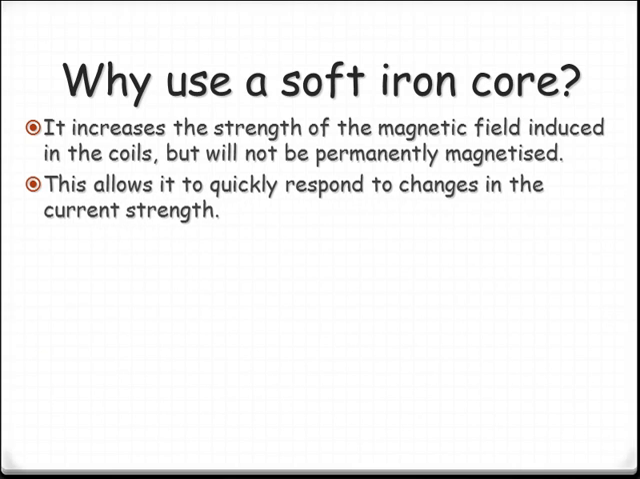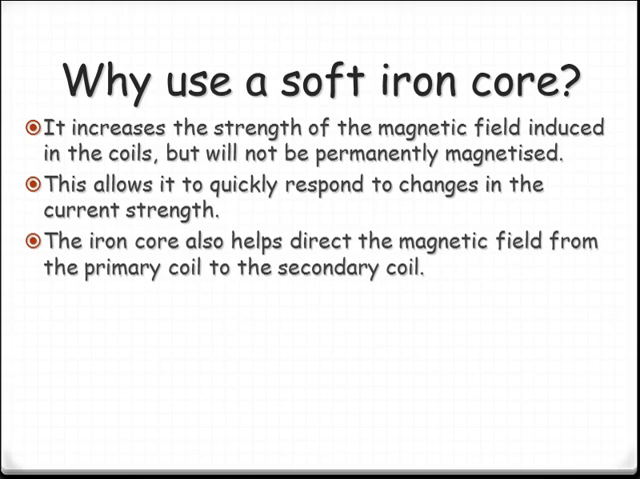What it does is then responds really quickly to the changes in magnetic fields, and that's due to the changes in the current. And effectively, it's really going to direct that magnetic field from the primary coil, where we've got our initial voltage, into the secondary coil, where we want to change the voltage and current.